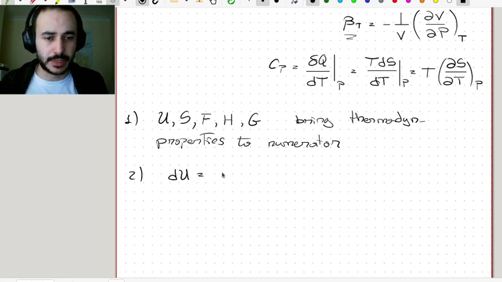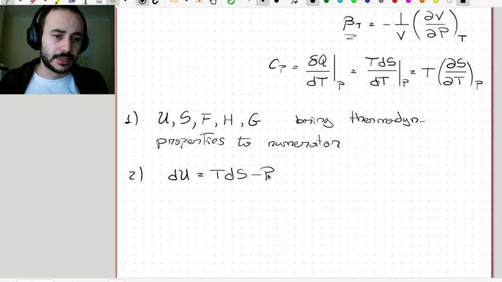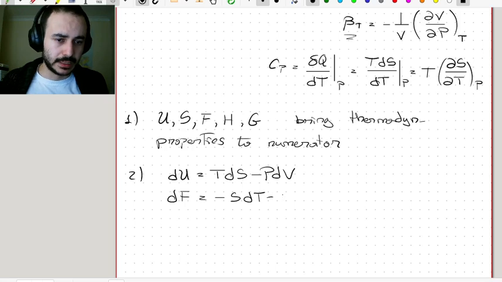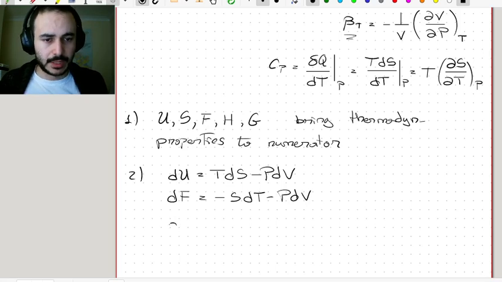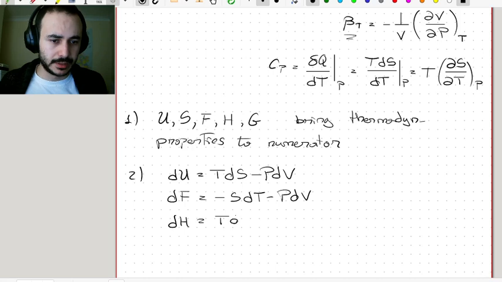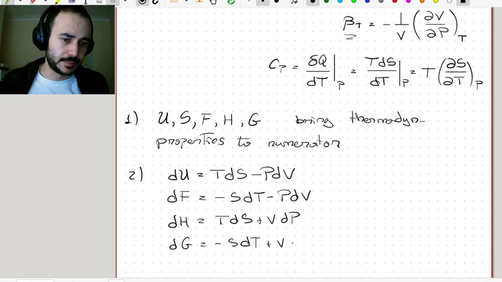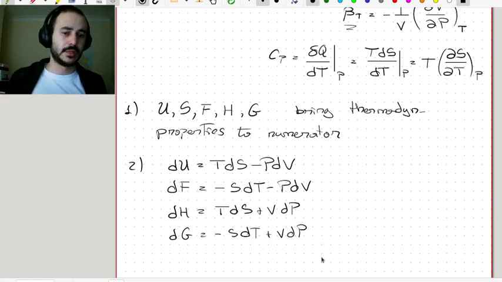So remember, for energy it is TdS minus PdV. Whenever you see a du in the numerator of a partial derivative, you have to write this explicitly. Let's just write the energetic ones. The F was minus SdT minus PdV. That's what we found. Yes, we did it explicitly in the previous video. And the H is TdS plus VdP. But the G is minus SdT plus VdP. Okay, so this is what we have to use.